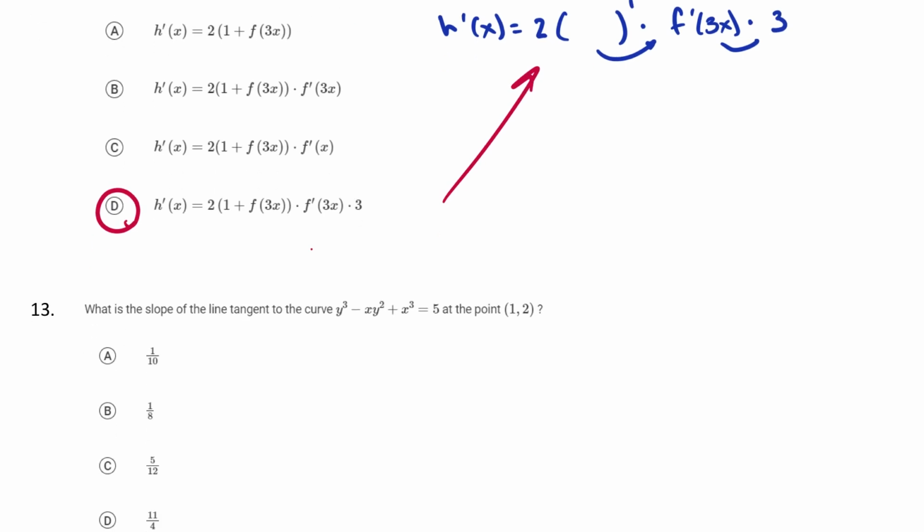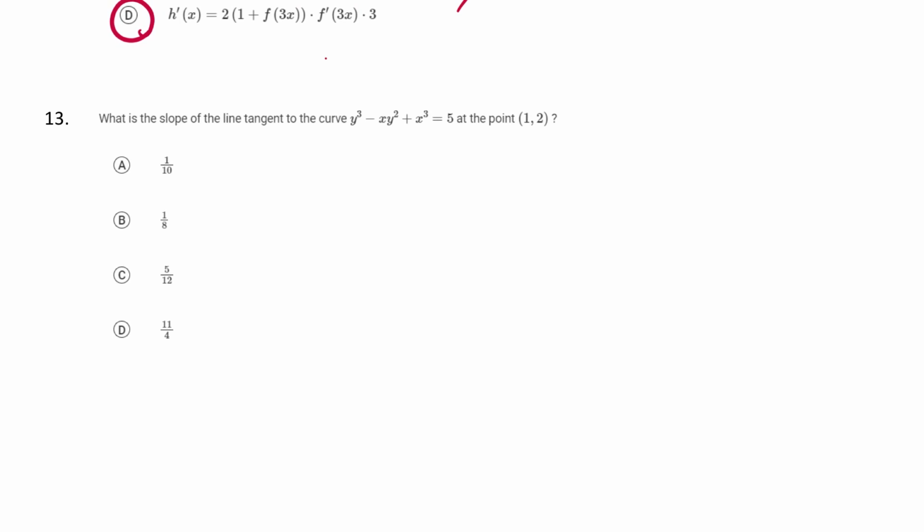Let's slide this up. What is the slope of the tangent to the curve that equals 5 at the point 1, 2? Okay, so for this one, it looks like we're going to need implicit differentiation, so we're going to need dy dx. All right, so let's go ahead and differentiate this. So this ends up being 3y squared times, I'm going to put y primes on this one, and remember, y prime is the same as saying dy dx.